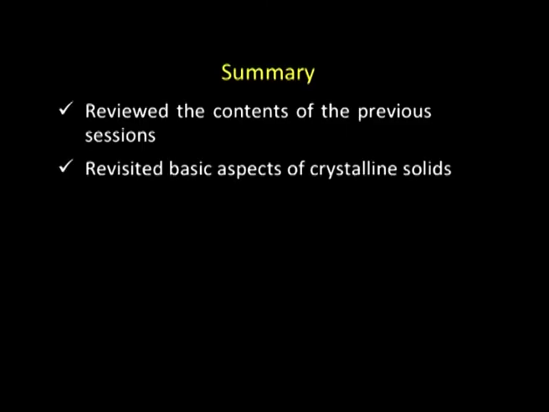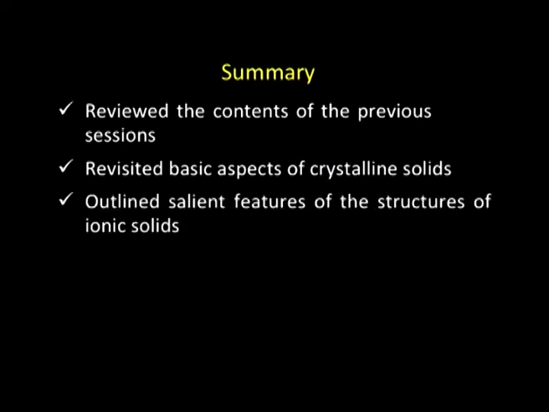Okay. Let us sum up what we have done today. We briefly started by reviewing the contents of the previous sessions, and thereafter we revisited the basic aspects of crystalline solids, because we wanted to talk about the structure of ionic solids. For that to be understood, we briefly recalled what we learnt about crystalline solids in our understanding of the solid state. Having done that, we came down to outlining the salient features of the structure of ionic solids, that is, what the significant aspects of these structures are.